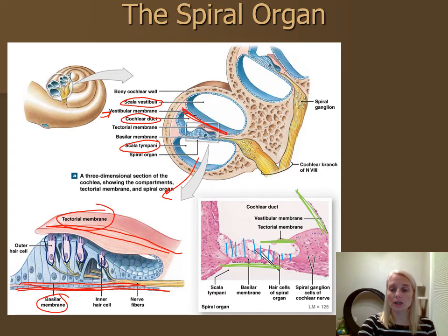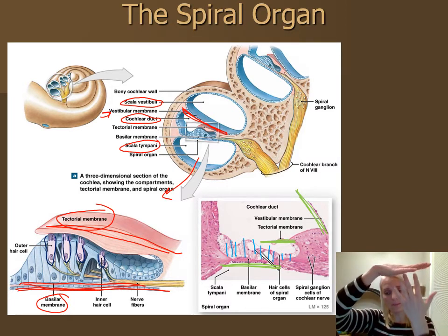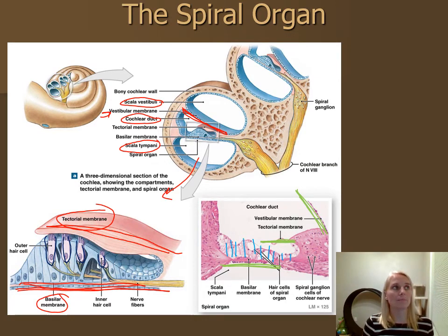We needed directionality for equilibrium, right? Because we need to know which direction we're bending. But in hearing, it's just going to be distortion of those hair cells getting pushed up into the tectorial membrane to show that a sound wave has happened, okay?